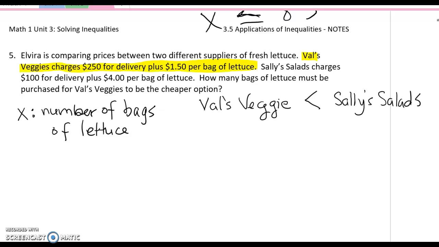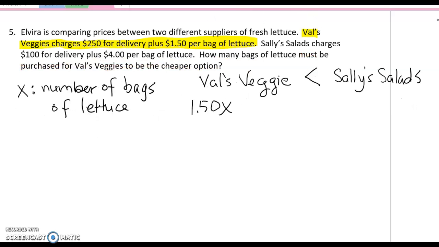All right, let's try to write some expressions here for our inequality. Here we have Val's Veggies charging $250 for delivery plus $1.50 per bag of lettuce. So if x represents the number of bags of lettuce, and it's $1.50 per bag, we're going to have 1.50 times our variable x. Val's also charges $250 for delivery, so we have to add that to the Val's Veggies side of the inequality.